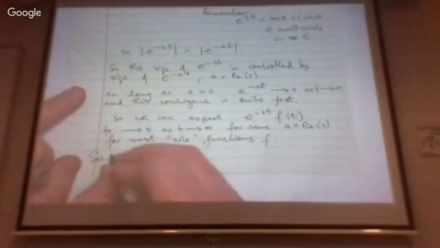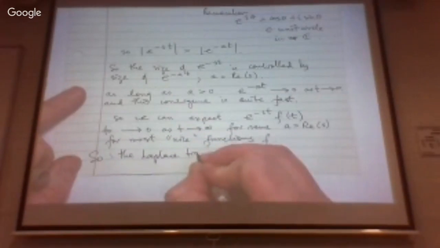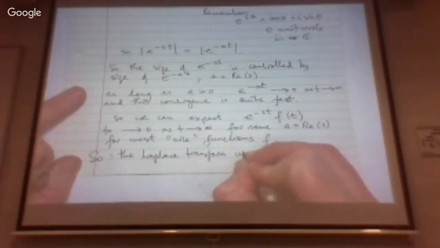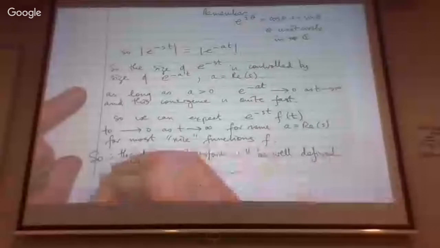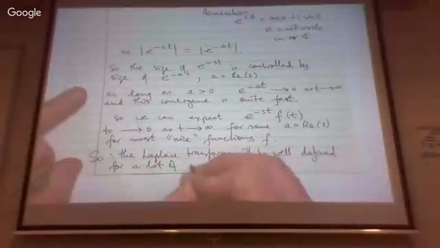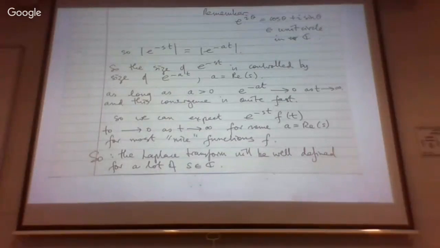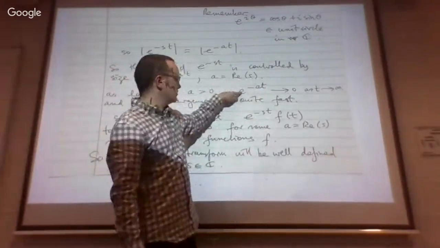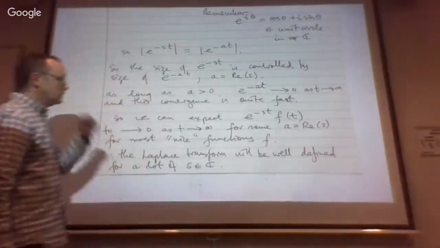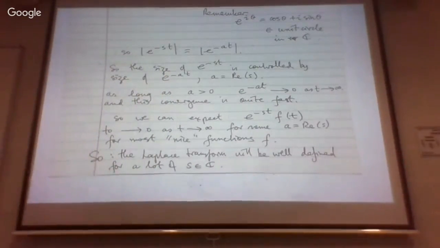So the conclusion being, the Laplace transform will be well defined for a lot of s, a lot of values of this new argument. And because the convergence of it is somehow controlled by this quantity e to the minus at, if it converges for any value of a at all, it'll also converge for any value of a larger than that.